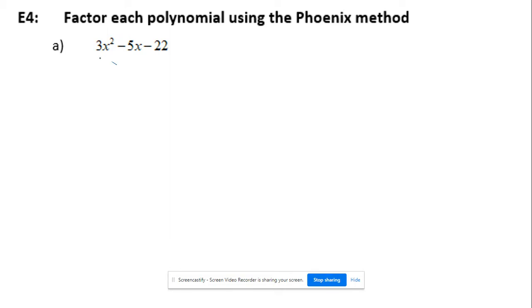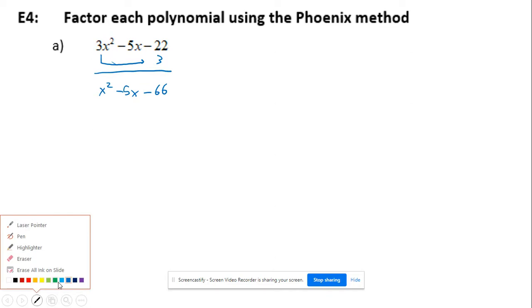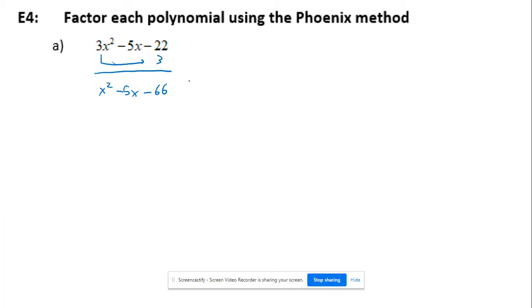Notice that right now with this 3, 5, and -22, there's not a GCF that goes into all of them. So the GCF method wouldn't work. So what do I do? I slide the 3 over and I multiply. So I have now not 3x squared, I slid the 3 over, I have x squared minus 5x minus 66. Once I've done that, I'm trying to factor this new problem.